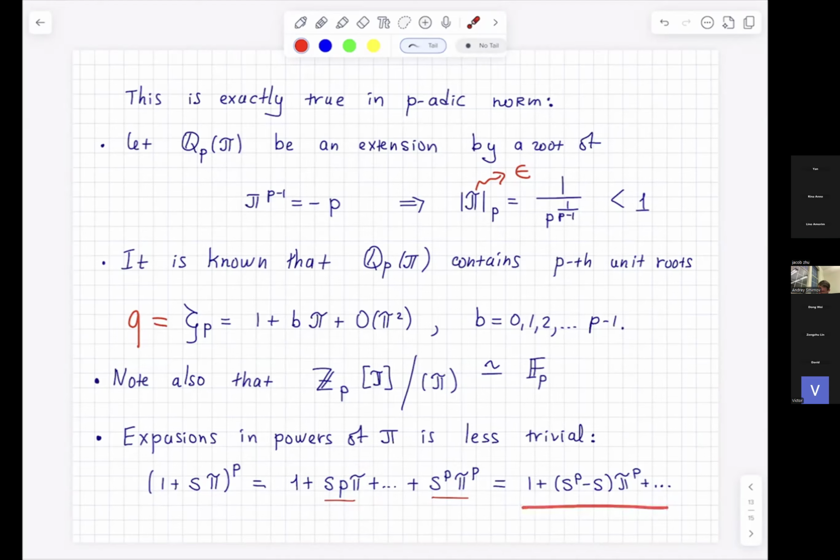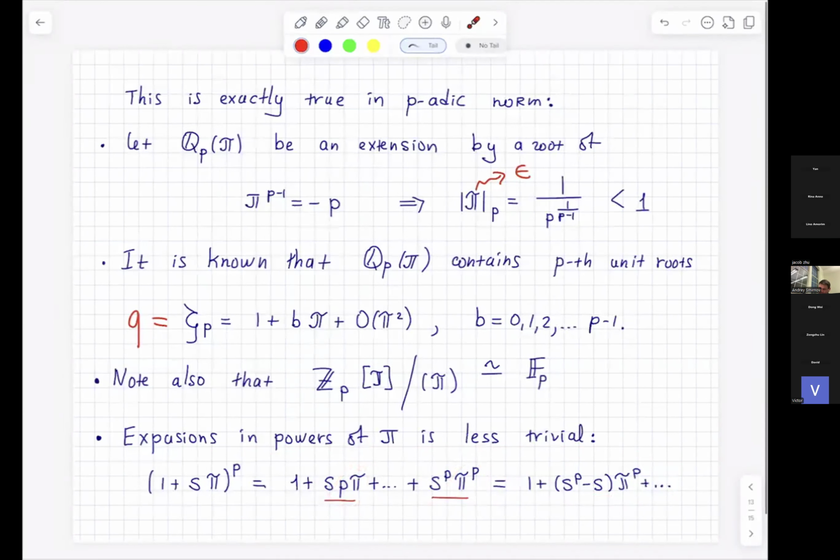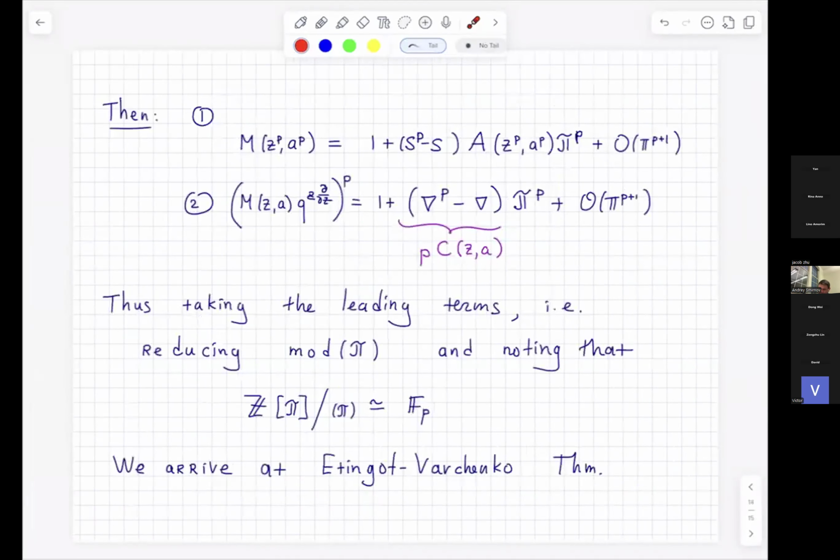And so actually, if you do this expansion up to first term in the degree of pi, then the first term looks like this. It comes from this term here and this term here. So you have to be a little bit careful. So in particular, this type of expression, s to the power p minus s, shows up when you do these expansions. And then, having this in mind, we can start with our isospectrality result.